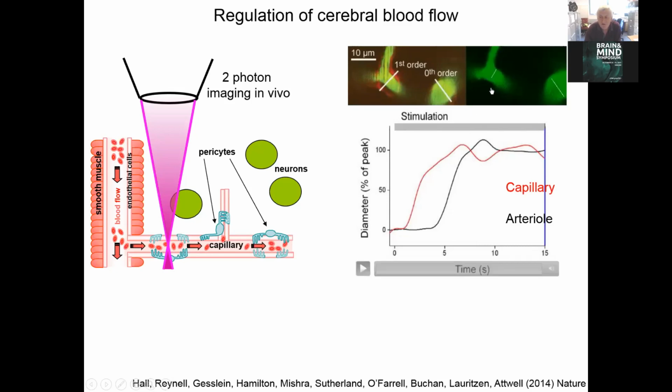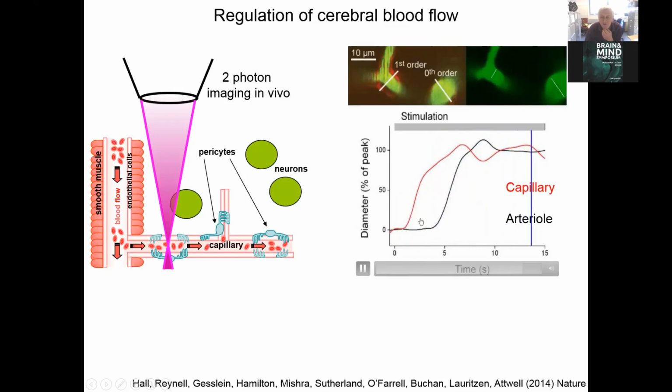The result is shown in this movie at the bottom. When we stimulate the whisker pad of the animal to put input into this region of the brain, the capillaries dilate first and only later the arterioles dilate. I'll show you this up here. So when we stimulate the whisker pad, the capillaries dilate, but only later the arterioles dilate. I'll play that one more time. The capillaries dilate and only later the arterioles dilate.